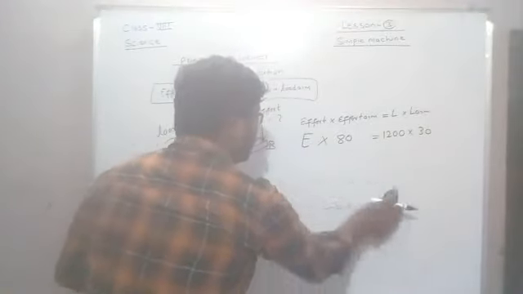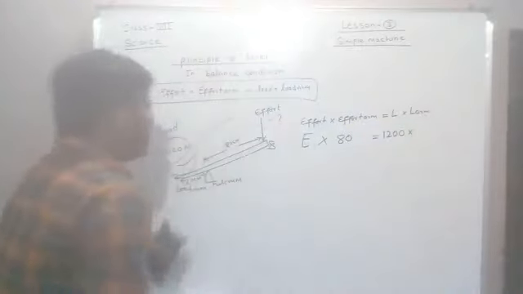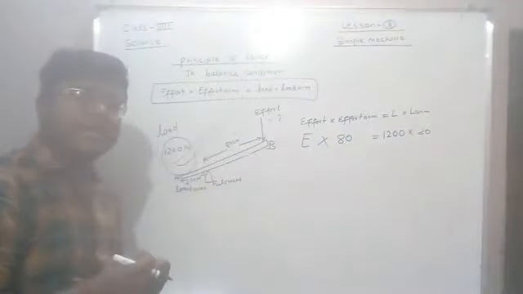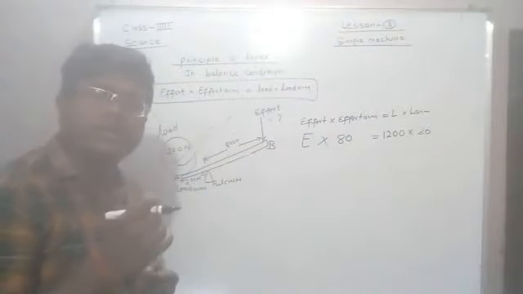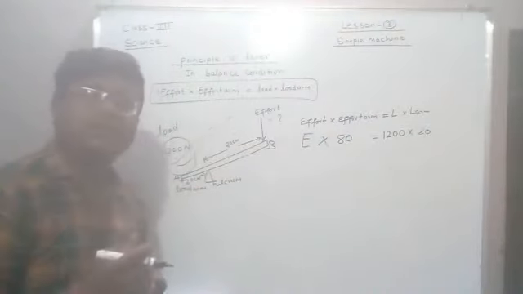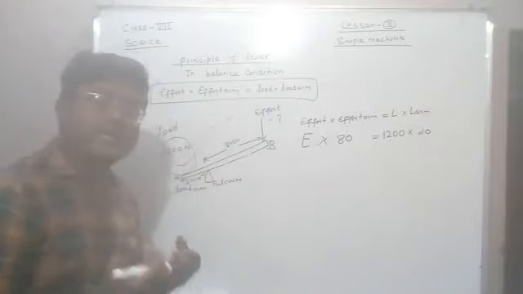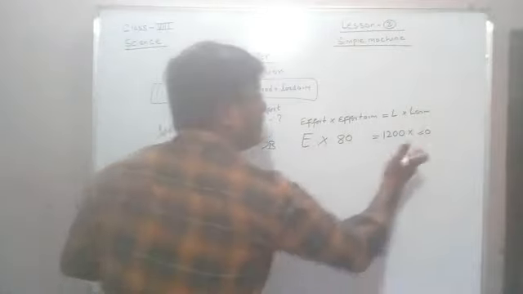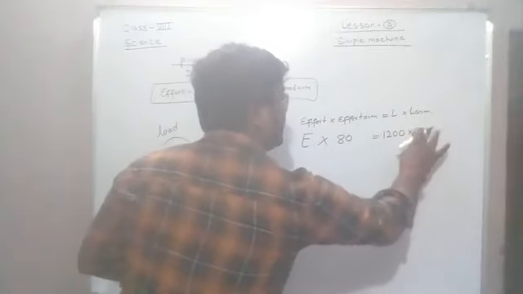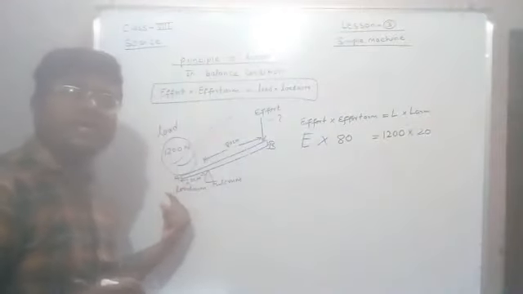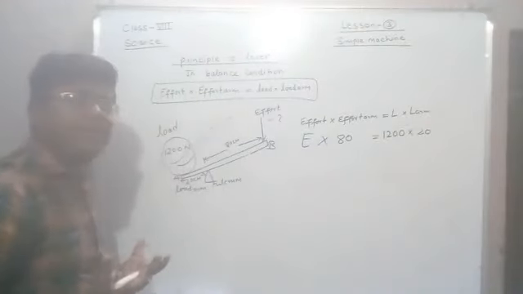Let's see. If I make it 20, in this condition your load arm will be 20, because it is in our hand. We can increase or decrease the length of the load arm or the effort arm. We can adjust the fulcrum, so that is in our hand. Suppose I make the load arm 20 instead of 30. So what will happen now to the effort?